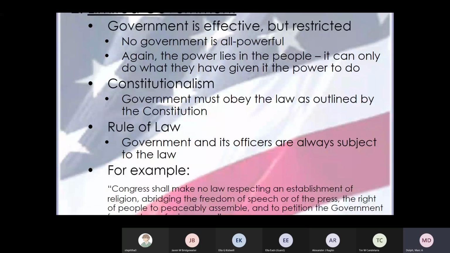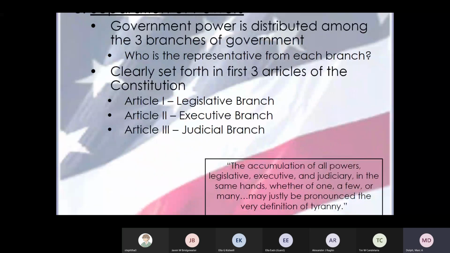The separation of powers: government power is distributed among the three branches of government. Does anybody know who represents the executive branch? The president. How about judicial? Judges, but who specifically? Who's the guy? Does anybody know? They're called the Chief Justice, right? He's like the numero uno on the Supreme Court, okay?